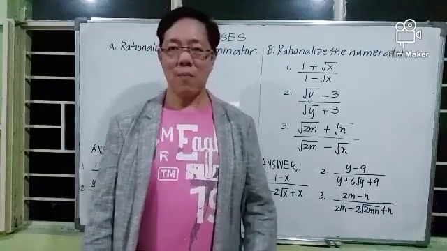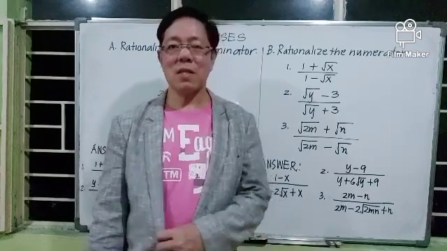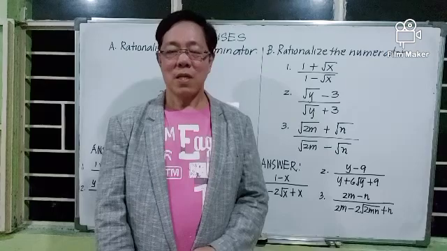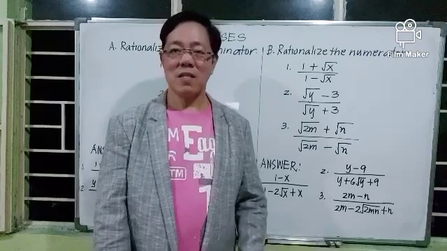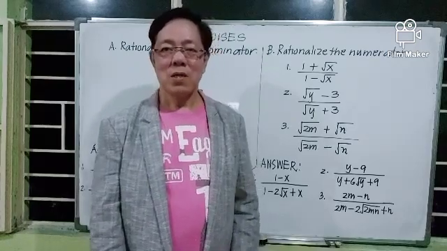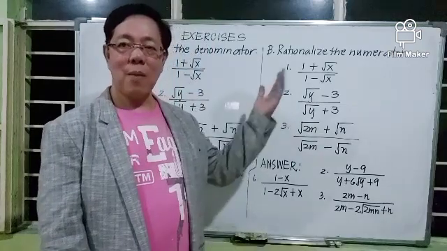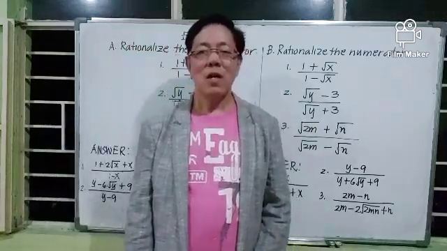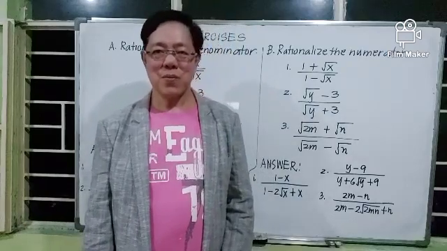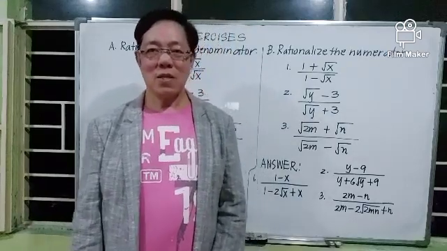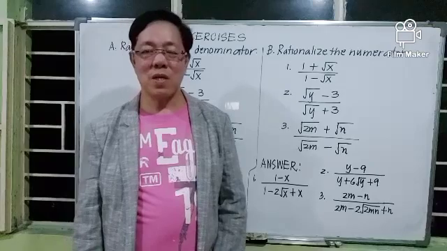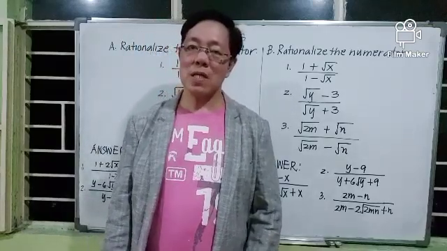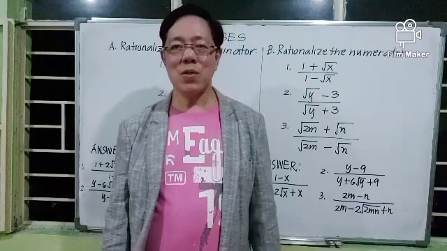But in the next examples for rationalizing an algebraic expression, we will have radical expressions where the indices are more than 2. You notice that in our examples for today for rationalizing an algebraic expression, all the indices are 2. In the next lesson, we will have examples where we will rationalize radical expressions whose indices are more than 2.